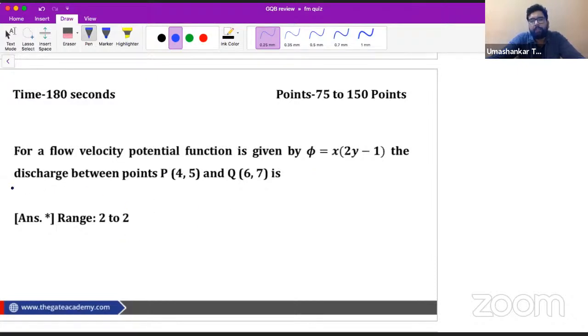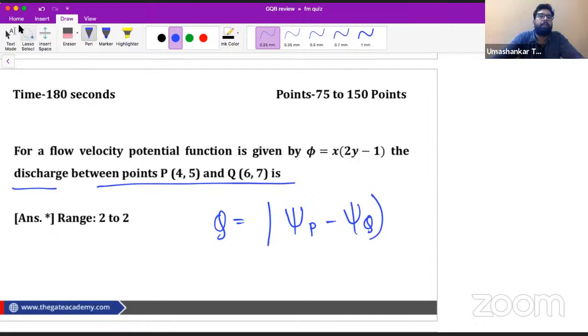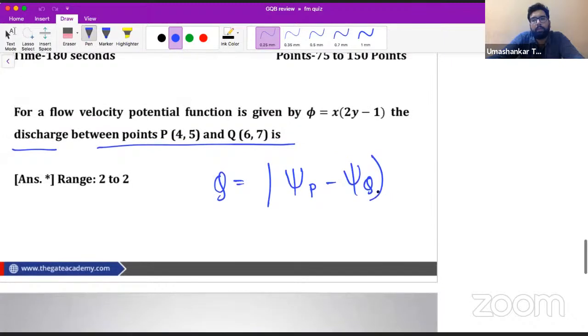Now tell me one thing, we have to find the discharge between the points, right? Now, do we know that the discharge between the points is the difference between the stream function values at those coordinates? Please tell me yes or no on this. It is the difference of the stream function, right? So ultimately we have to find the stream function.